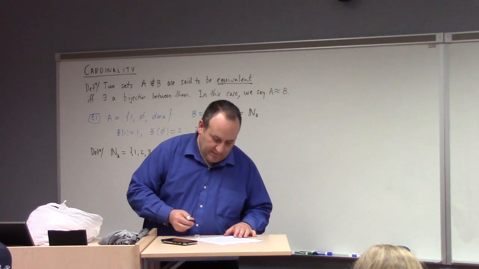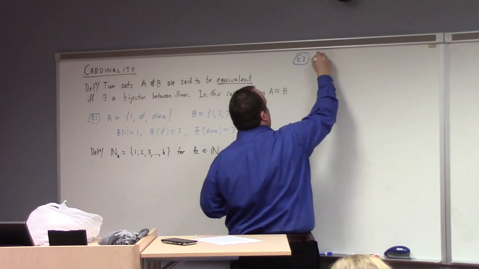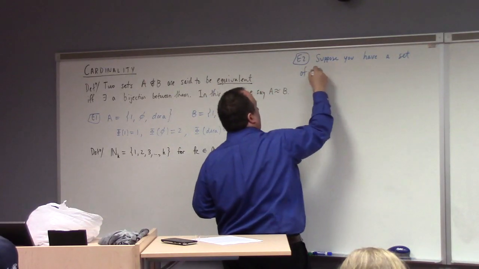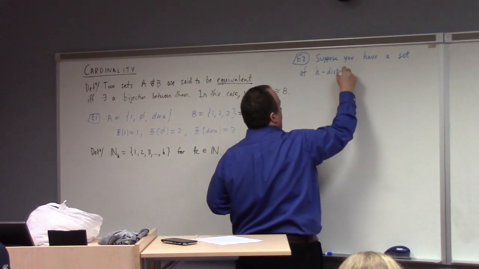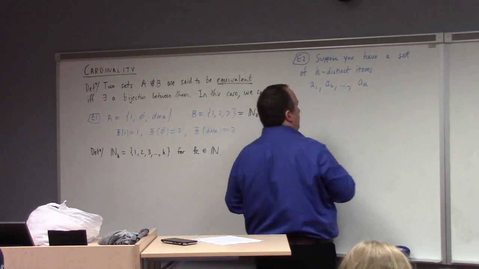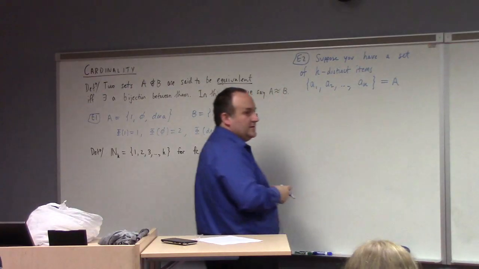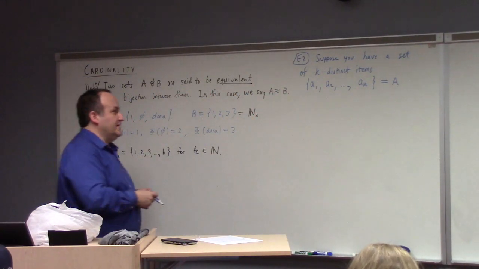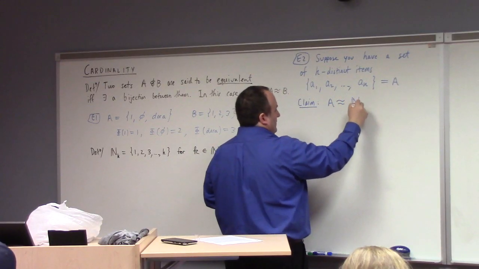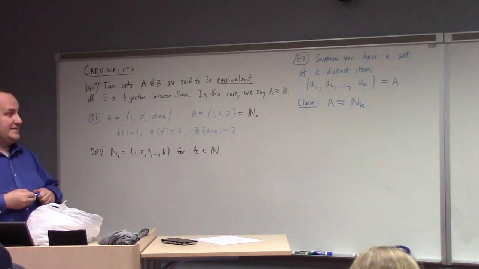All right. So my next example, which is a little bit less silly, suppose you have a set of k distinct items. We'll label them a sub 1, a sub 2, a sub k, right? And let's call this set A for lack of imagination. Then this set is equivalent to what? I'd say A is equivalent to n sub k, right? Now, in order to make good on that claim, I need to provide a bijection, a one-to-one correspondence between my set A and the set n sub k.